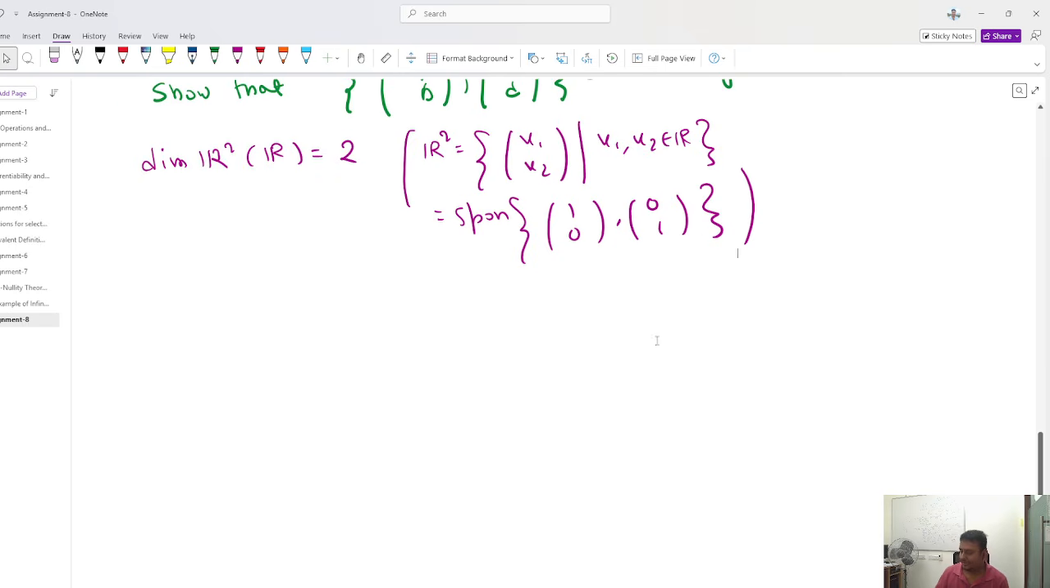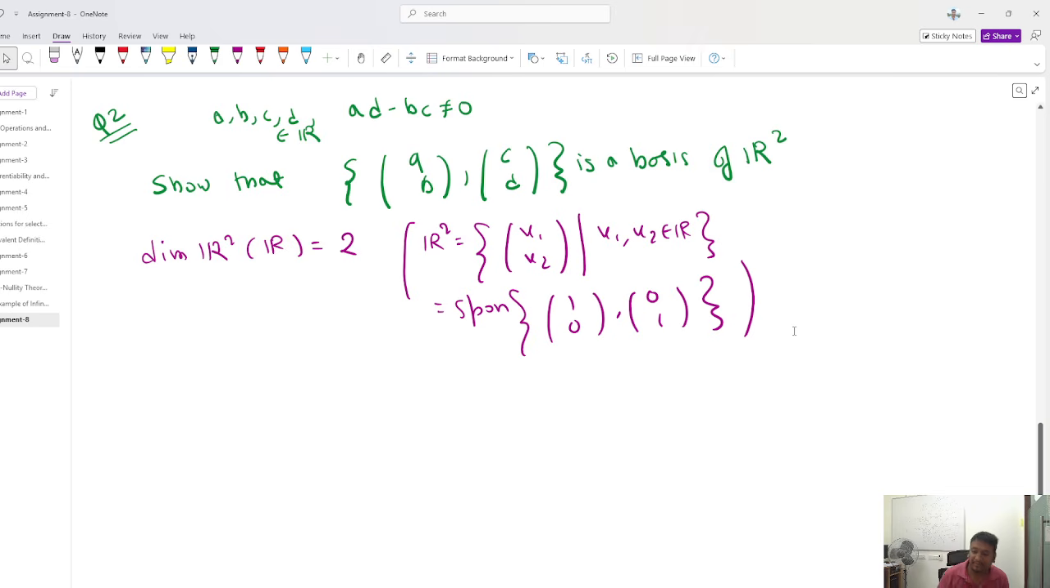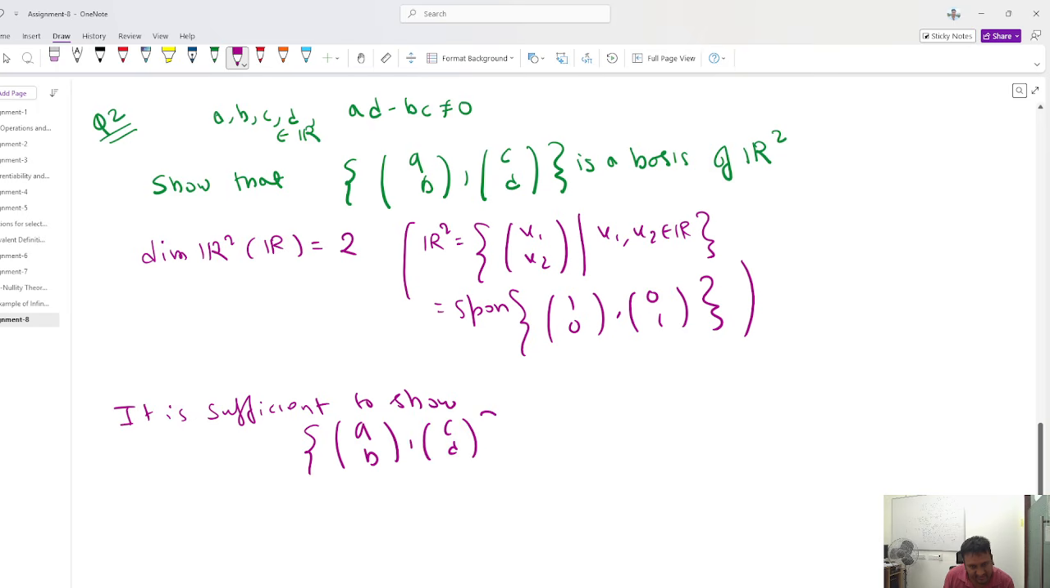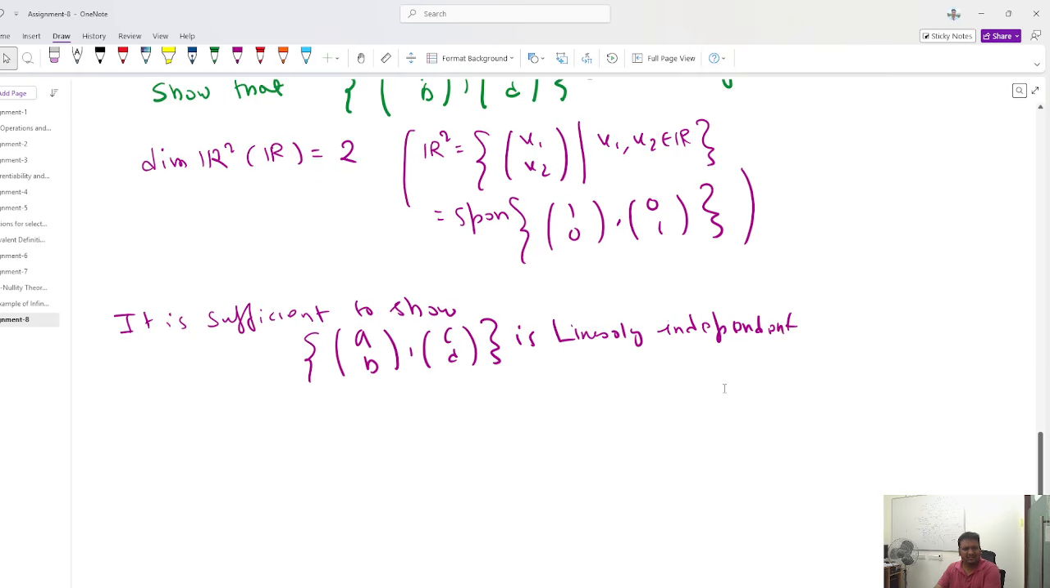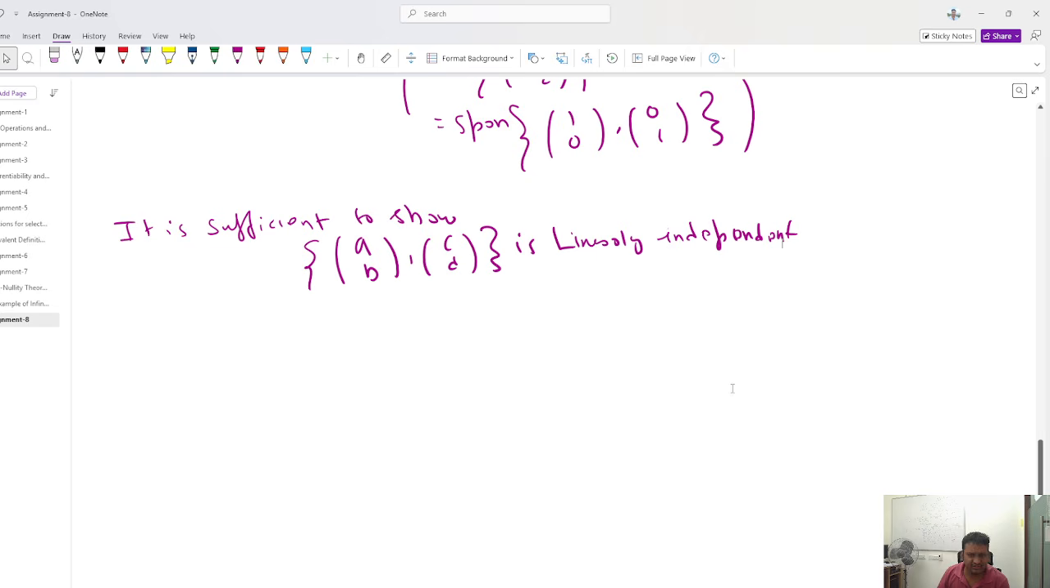So by that theorem I told you, a maximal linearly independent subset is also a basis, right? Equivalent condition. It is sufficient to show this set of two vectors is linearly independent, right? Any one condition, or you show span, it doesn't matter. Any one condition. So let us show these are linearly independent.